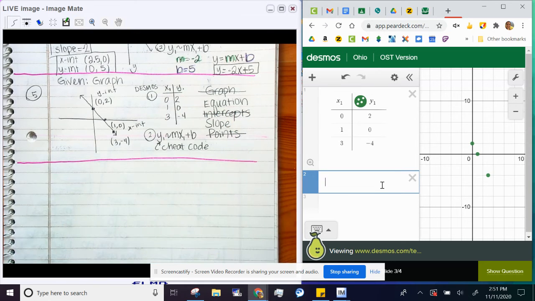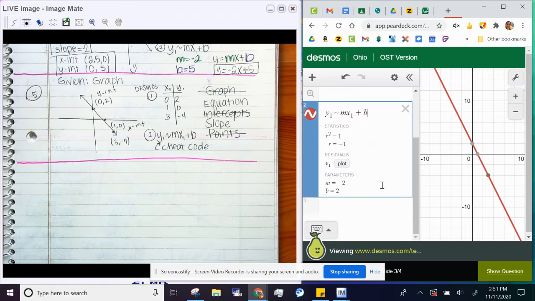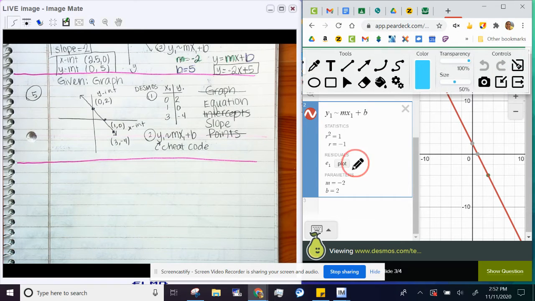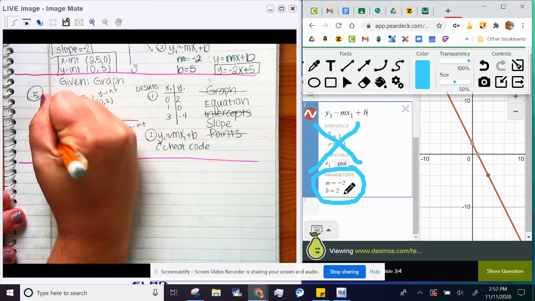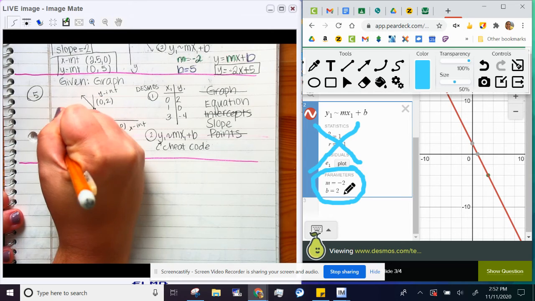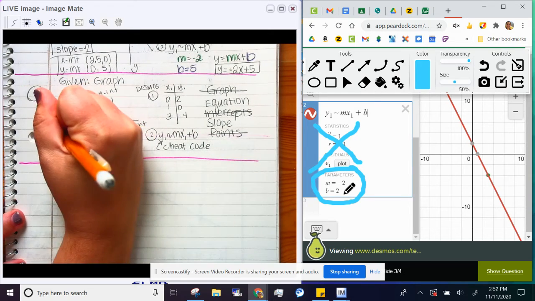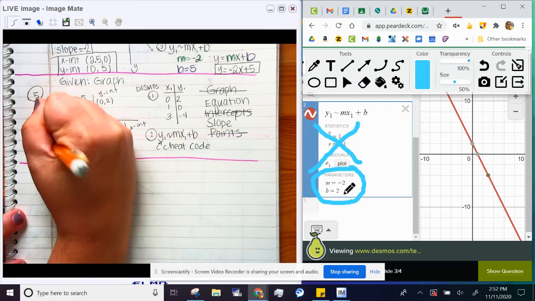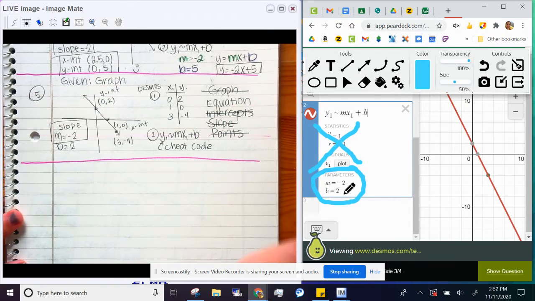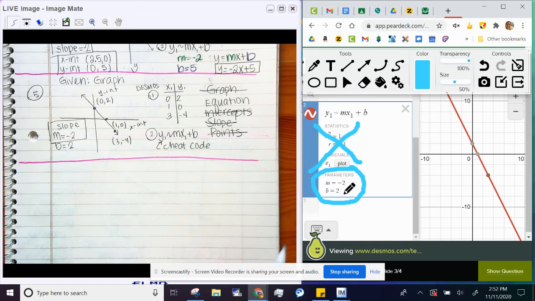Okay. So if I type that in, y1 tilde mx1 plus b, I get all of this great information and I get a picture of the line. And that picture looked like my picture, so that's great. So here's all the information I care about right now. We're going to talk about the r's later, but we don't care about them today. So m is negative 2 and b is positive 2. So I know the m is my slope. Hey, that's one of the things I needed. Slope is gone. Now I need to just write the equation.